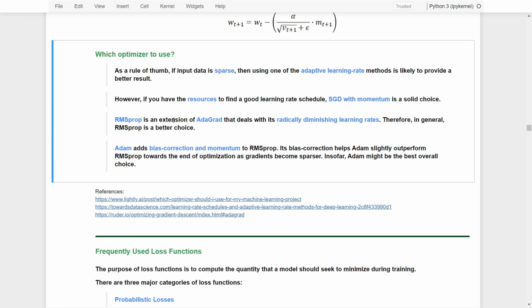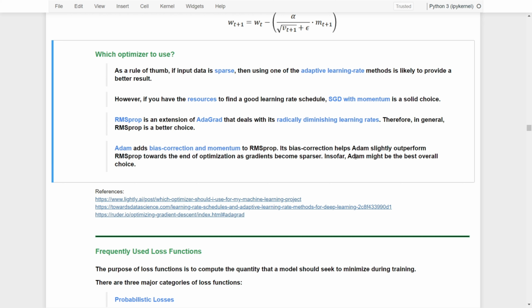RMSprop is an extension of Adagrad that deals with its radically diminishing learning rate. Therefore, in general, if we know that the data is sparse, we will just use RMSprop instead of Adagrad. Adam adds bias corrections and momentum to RMSprop, and its bias corrections help Adam slightly outperform RMSprop towards the end of the optimization as the gradients become sparser.